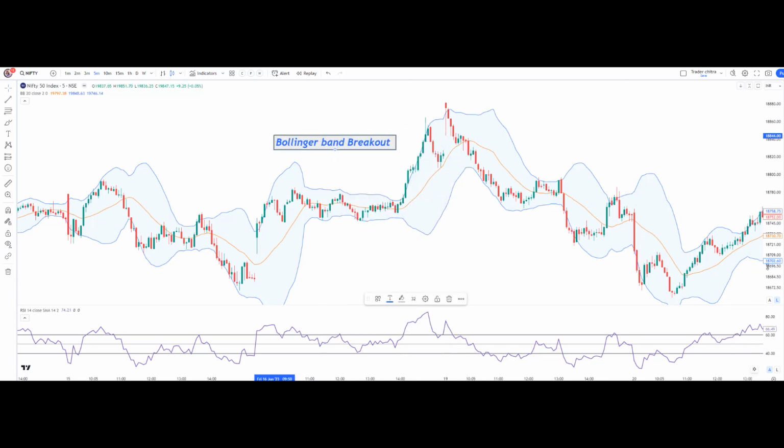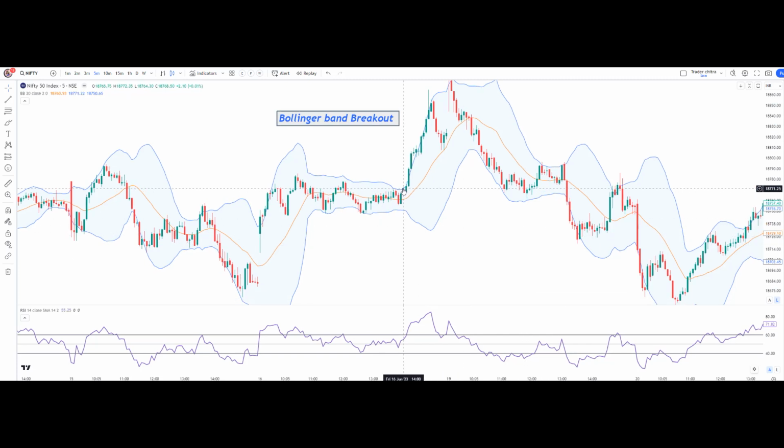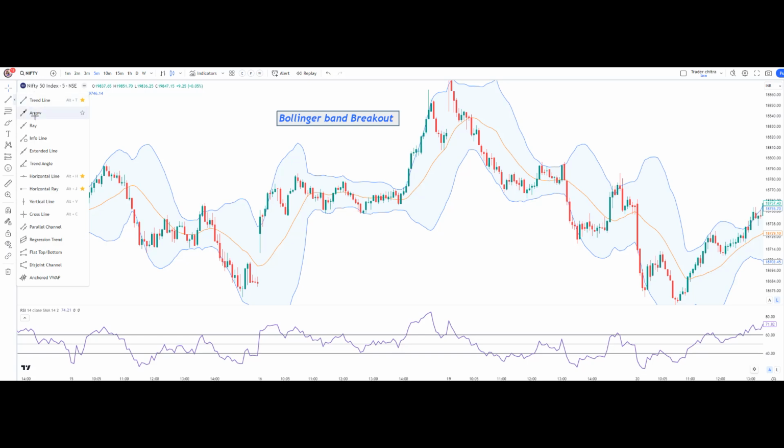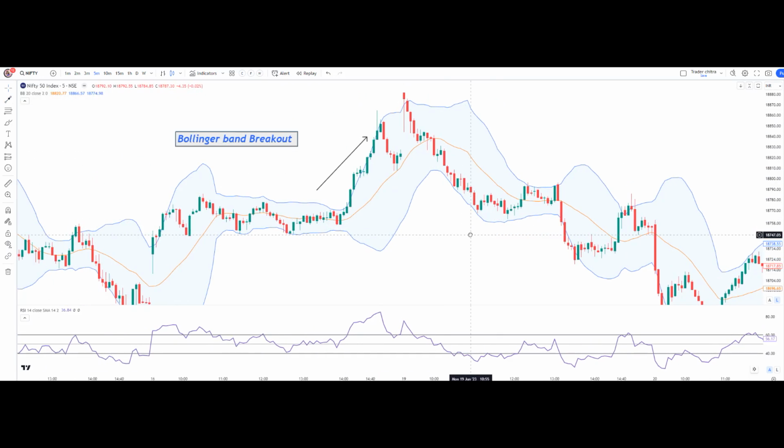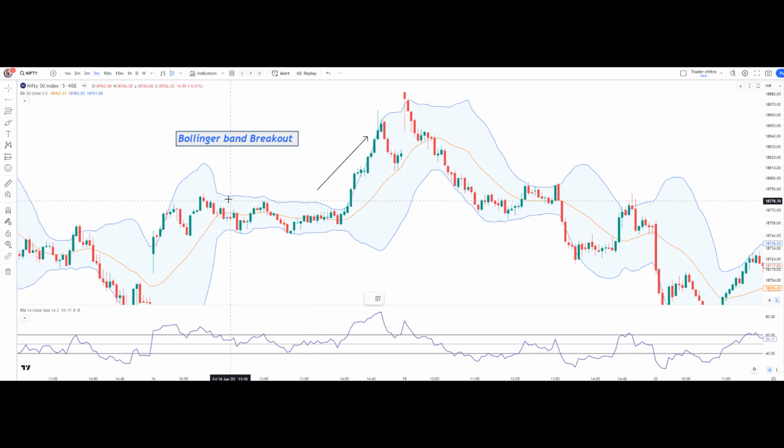Okay, so here why this is called breakout? Here we can see that the upper Bollinger Band is going up. Okay, and the lower Bollinger Band is coming down. So this is called breakout trade. So one can enter into the long trade above this candle, above this green candle.